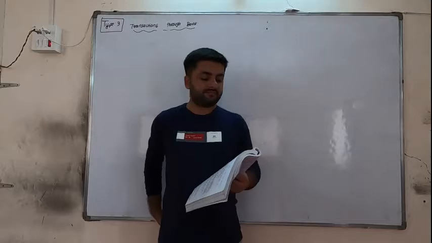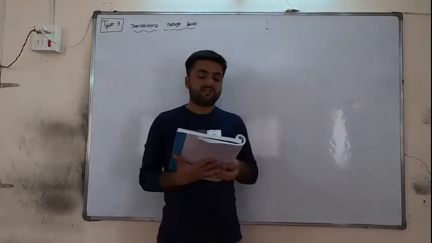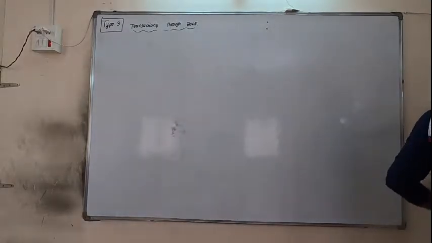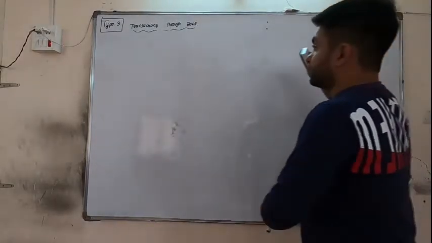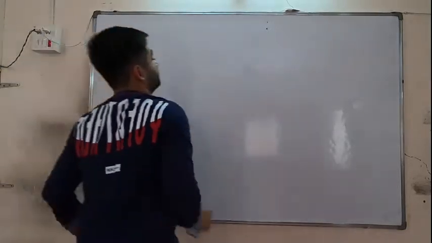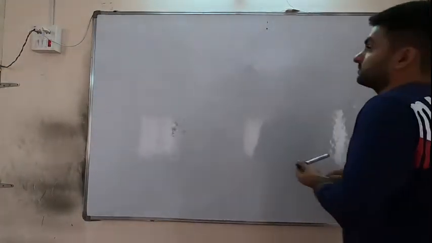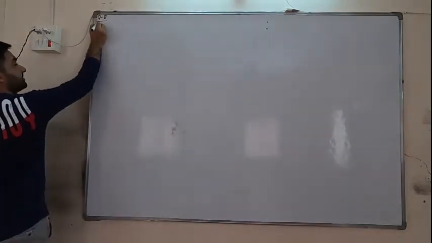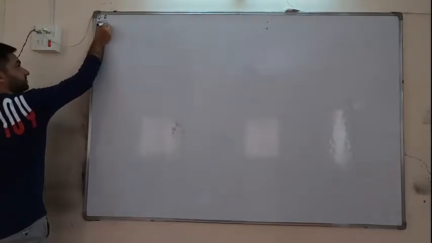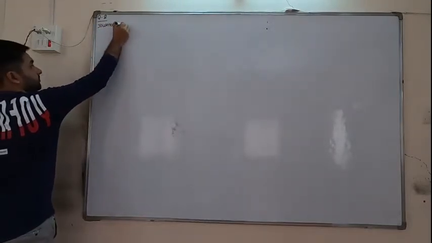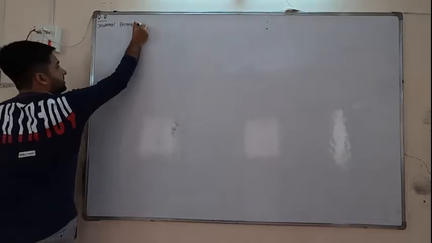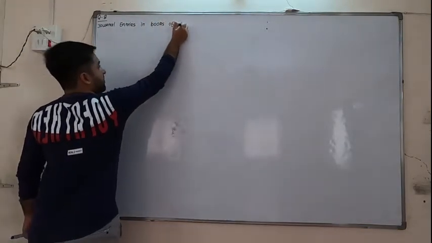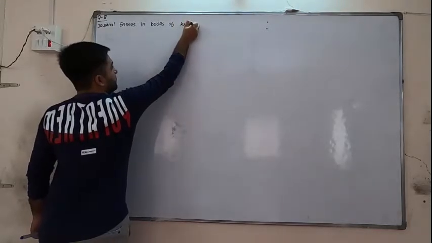Page number 103, transactions of bank. Write journal entry of Krishna for the following transactions. So we make the journal entries for Krishna. Question number 8. Journal entries in books of Krishna.